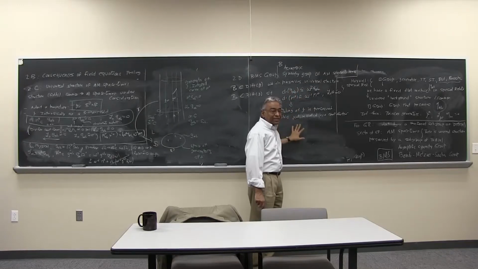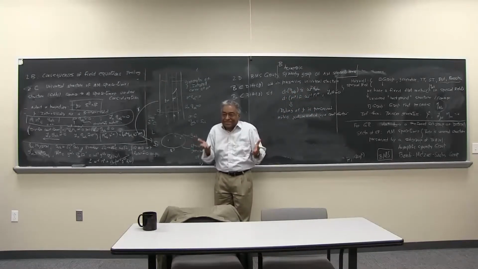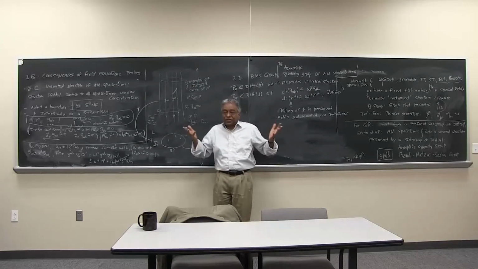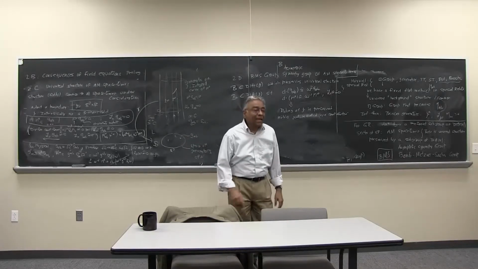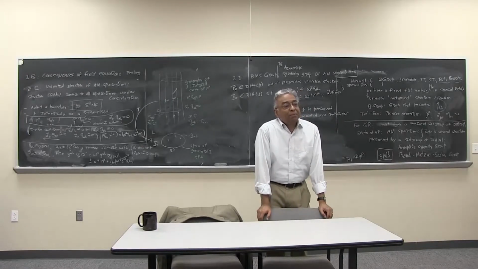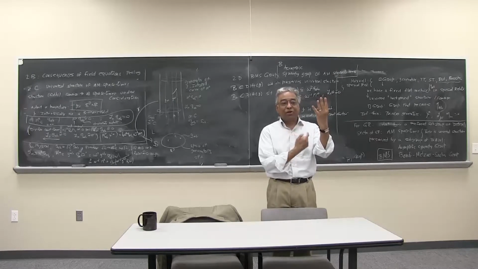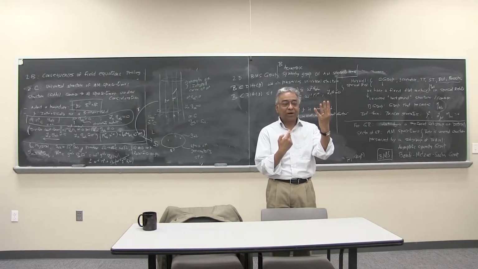Okay. So this is the BMS group. That's it. That's the BMS. Now what we want to understand is what is the structure? And what we are going to see next time is that its structure is very similar to the Poincare group. The Poincare group has 4 translations and 6 Lorentz transformations. Right? That's what we got.